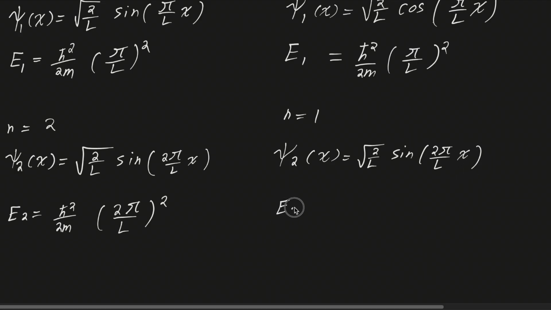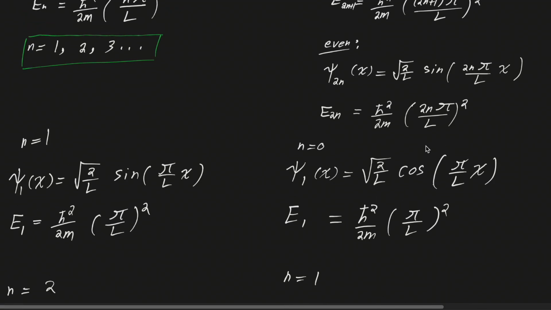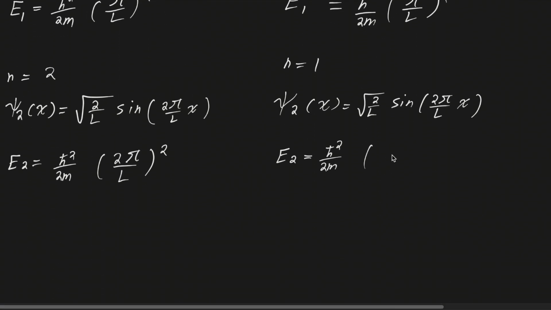and the energy eigenvalue is h bar squared divided by 2m, and we substitute again n equal to 1, we get (2 pi over L) squared. So in the even case, the eigenstate agrees, so we have the same solution in both cases. We have a sine function here and a sine function there, and the energy eigenvalues agree.